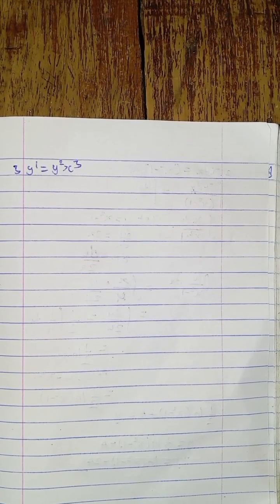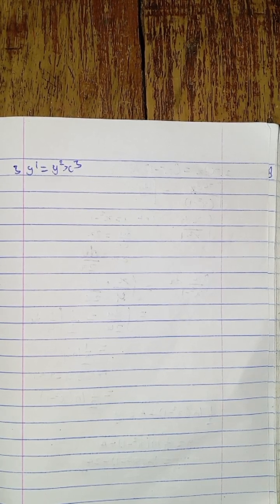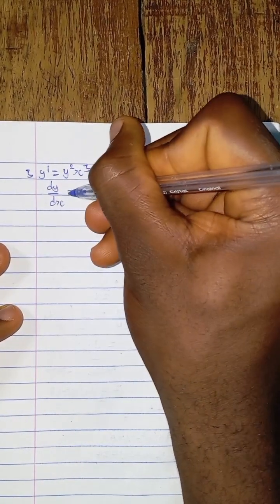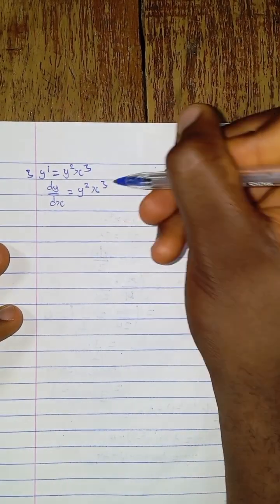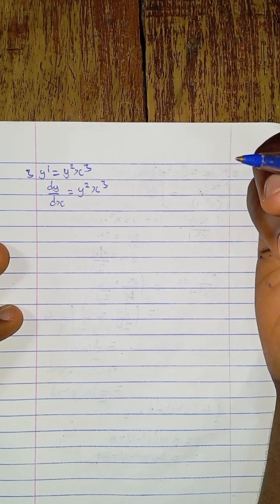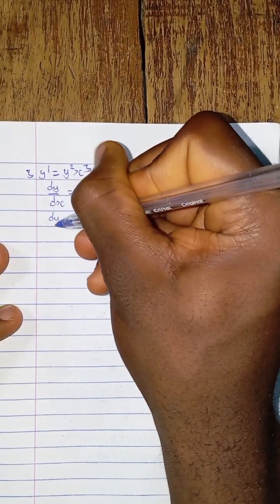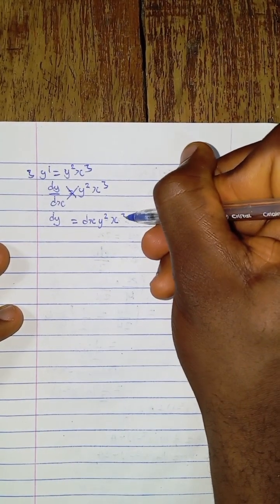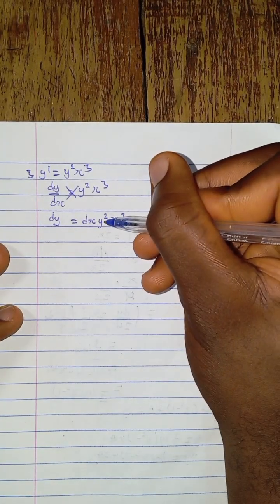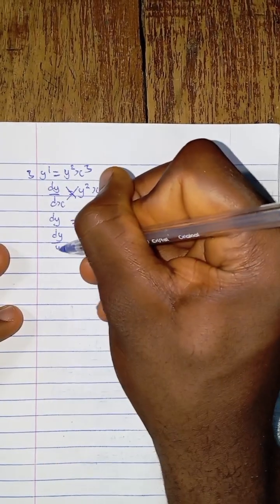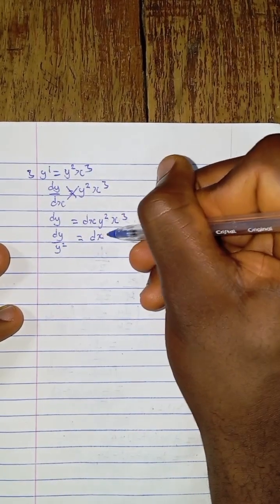The last question, y prime is equal to y squared x cubed. So just as we have been doing before, y prime, which is also dy over dx, is equal to y squared x cubed. Okay, so this can be separated. Let's cross multiply. We have dy is equal to dx times y squared x cubed. So we can separate the y variable from the x by dividing both sides by y squared. So when we have dy over y squared, we'll be left with x cubed.